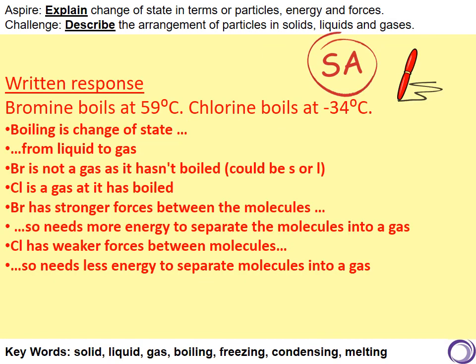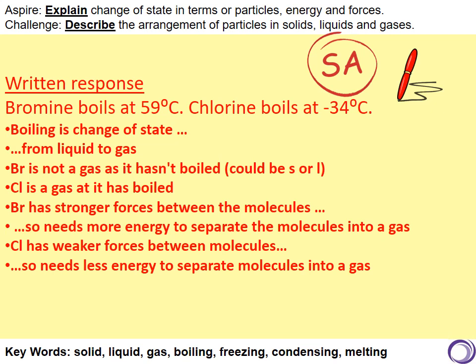Let's get a red pen then and see where we managed to score some points. So first of all, you needed to say that boiling is a change of state from a liquid to a gas. You needed to say at room temperature that bromine would be a liquid, it hadn't boiled, and chlorine is a gas and it had boiled.